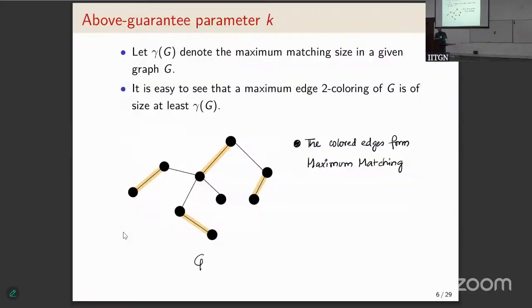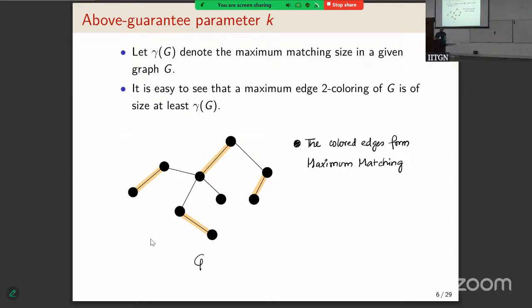Now, consider the graph G. In this graph, the brown colored edges are the matched edges, and these constitute the maximum matching of the graph G. Now, for this coloring problem, given a valid 2-coloring of G, I want to find out the optimal number of colors. It is easy to observe that this optimal number of colors would be at least the maximum matching.